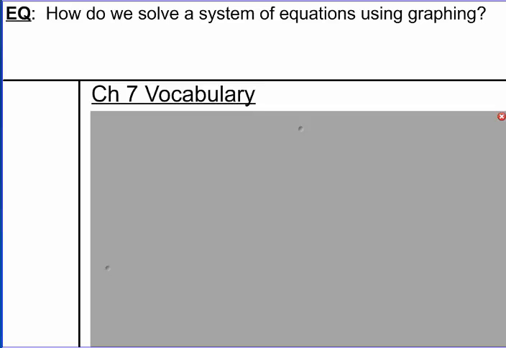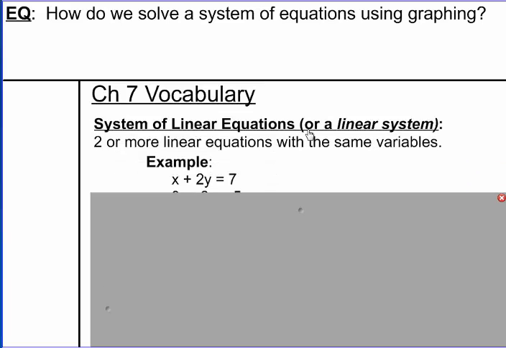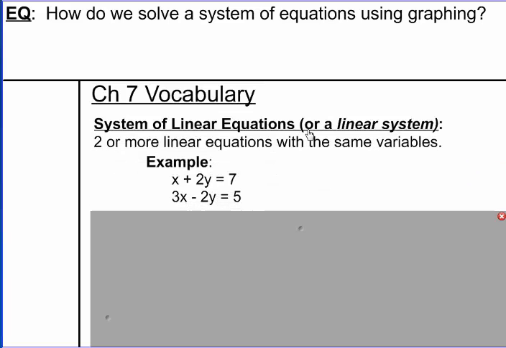Okay, so our essential question: how do we solve a system of equations using graphing? A system of linear equations, or I can shorten it to linear system, is a set of two or more linear equations with the same variables. Okay? So we're going to be working with two equations and two variables.